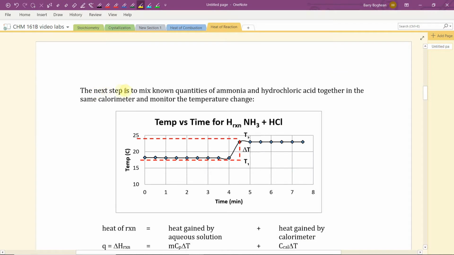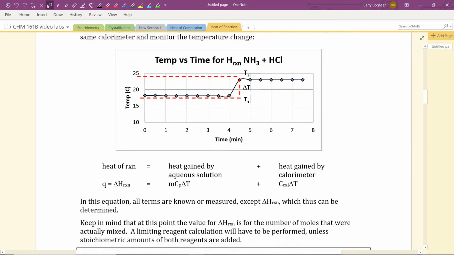Our next step is to mix known quantities of ammonia and hydrochloric acid together in the same calorimeter and monitor the temperature change. So in this part, we're going to combine 100 mils of ammonia, which we'll put in the calorimeter. Now, it'll be at room temperature, so the temperature should not change. After monitoring that for a few minutes, we'll add an equal quantity, 100 mils of ammonia solution, also at the same temperature. So the temperature rise has to be due to the heat of the reaction.